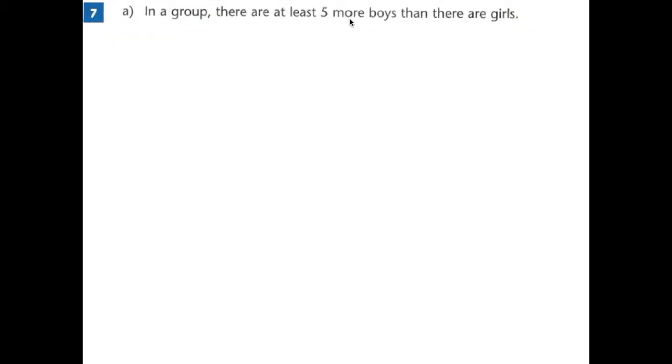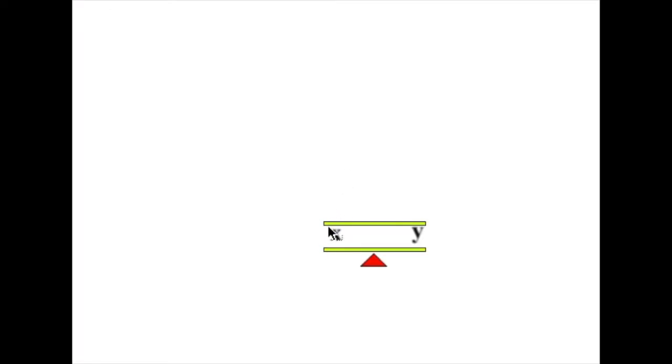In a group, there are at least 5 more boys than there are girls. We're saying let X be the number of boys, let Y be the number of girls. I'm going to just compare the X and the Y for a second. I know there are more boys than girls. So imagine you have your X and the Y, and they're totally balanced, number of boys and number of girls. But then you find out there are more boys than girls.